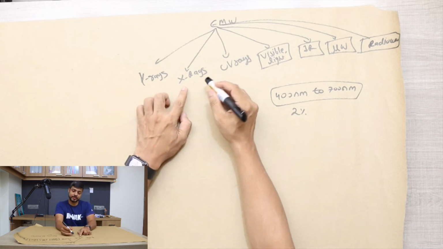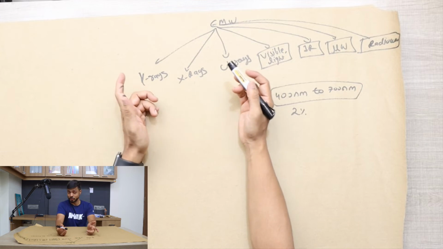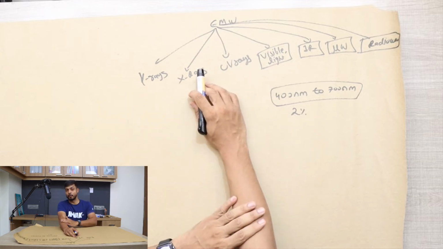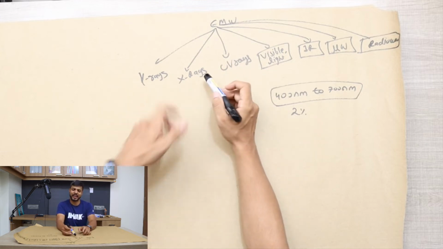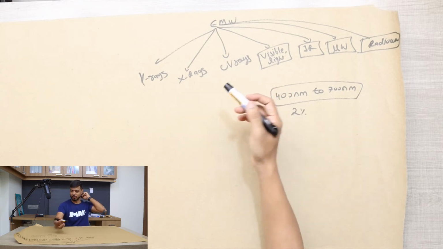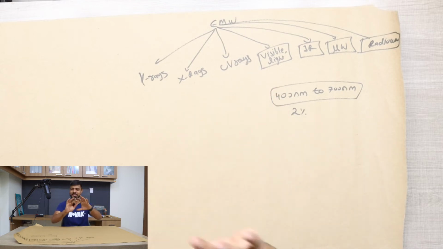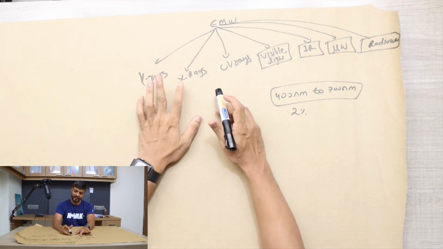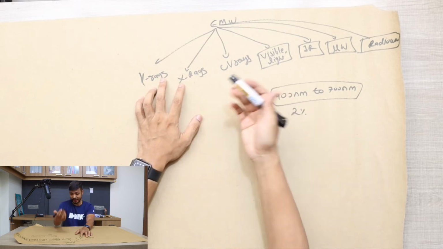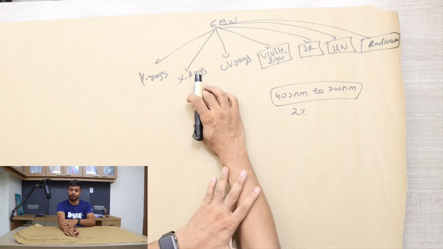Then we have X-rays. X-rays, of course, are used for viewing our bones, right? There are actually many types of X-rays, but let's just discuss the very simple application of it. It is used in the medical field for medical imaging, for viewing our bones, right?